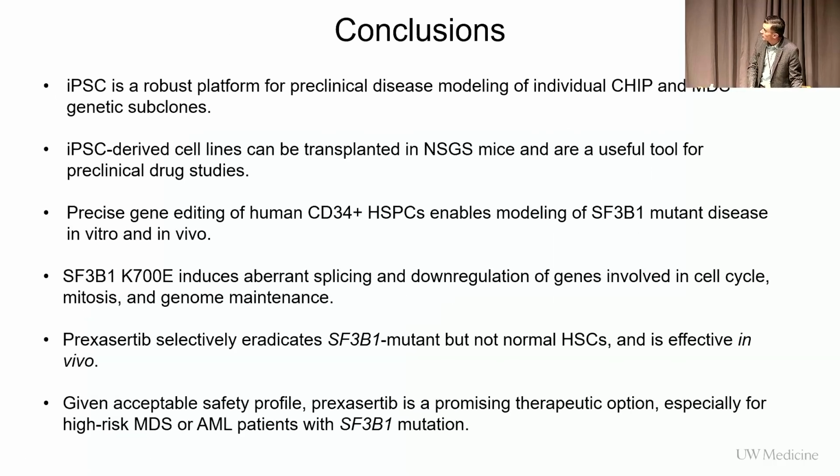So let me just summarize. I know I went through this quite quickly, but we think the iPS is a robust platform for preclinical disease modeling and allows us to test things in individual clones, genetic subclones derived from either CHIP or MDS. These cells can be transplanted into NSG mice and could be a useful tool for drug studies. We've also established precise gene editing of human CD34 positive cells, from cord blood or peripheral blood, and shown that they could be useful for disease modeling in vitro and in vivo. Using this pipeline, we have identified CHEK1 inhibitors as a promising therapeutic option that has been well tolerated so far in trials. So we think it could be promising for maybe high-risk patients with these mutations.